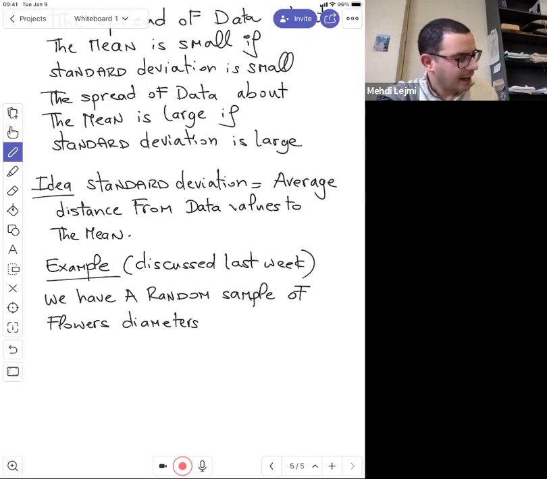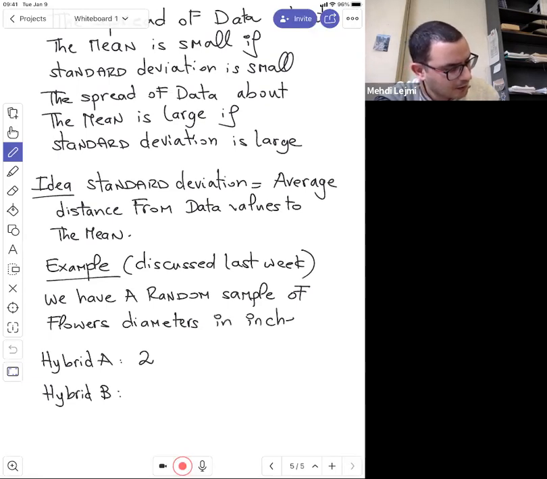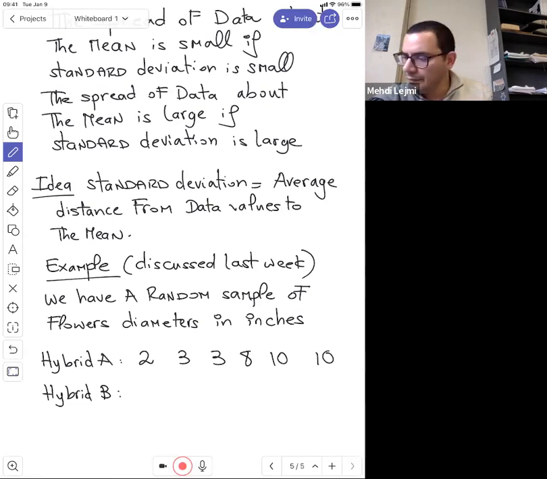Just to remind you of the values here, we had two hybrids, hybrid A and hybrid B. In hybrid A, we have 6 flowers and the diameters are in inches. This is very important: the diameters are in inches. For hybrid A, we had 2, 3, 3. The fourth flower's diameter is 8 inches. The fifth is 10, and then again 10 inches. For hybrid B, we have 5 inches, 5, 5, 6, 7, and 8.